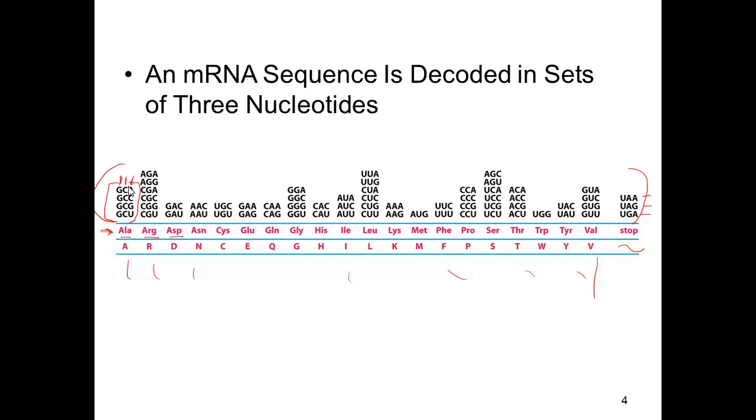The first 2 being the same doesn't always hold. For instance, there are 6 different ways of coding for serine. The first 2 can either be AG or UC. Let's talk about the 6 different ways of coding for leucine. In principle, all 6 of these are interchangeable. The cell can use any of these at any time, and they will always specify leucine.